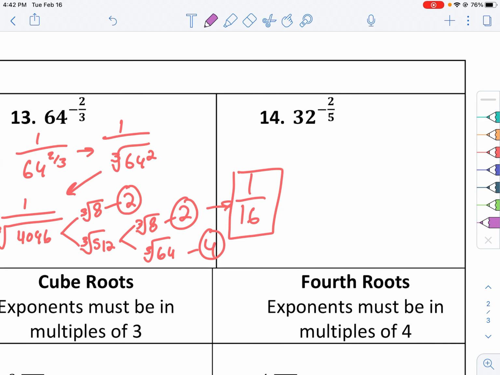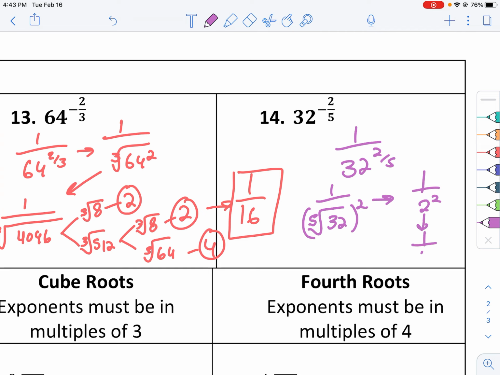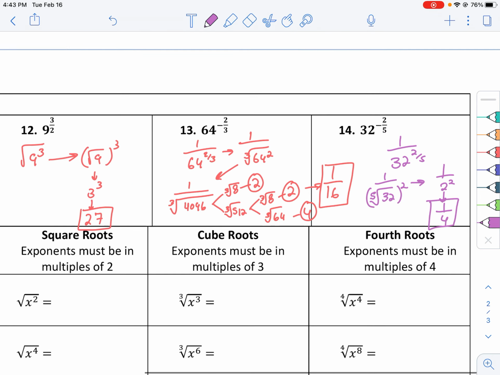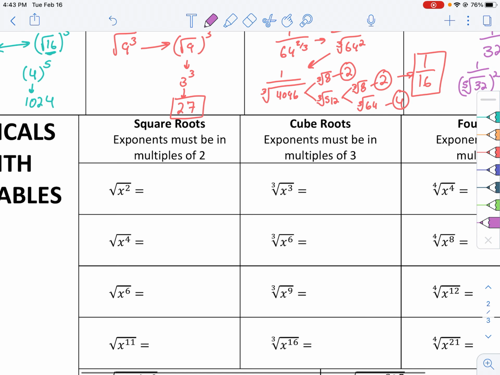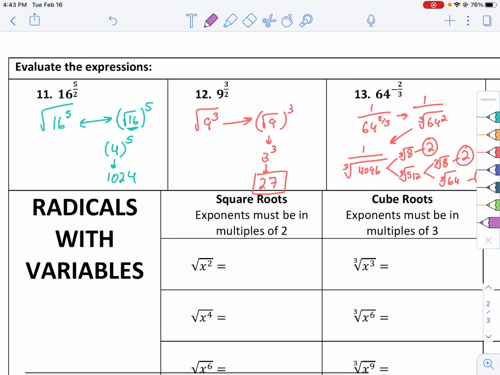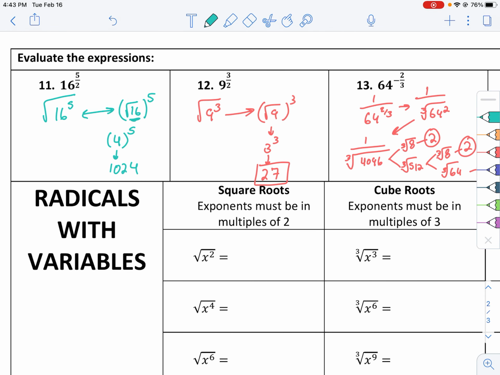All right, and last but not least, number 14, so that's 1 over 32 to the 2/5. Okay, so let's go back to take the 5th root first and then square it. Just much easier that way, right? So that's 1 over 2 squared, which gives us 1 over 4. All right. So, those are some examples of simplifying when a value is raised to a fraction.